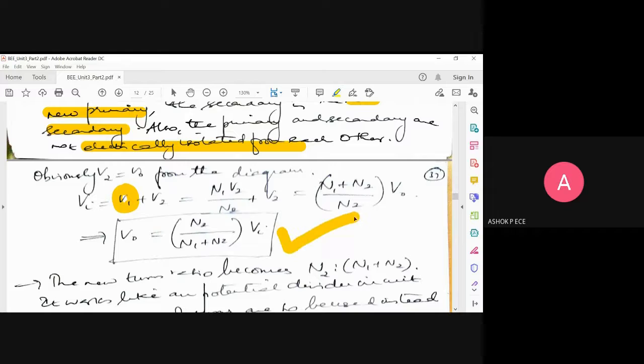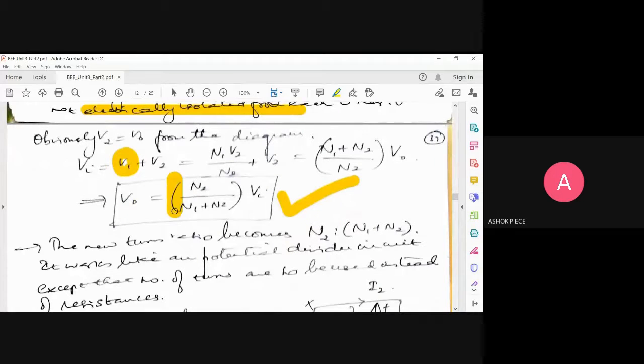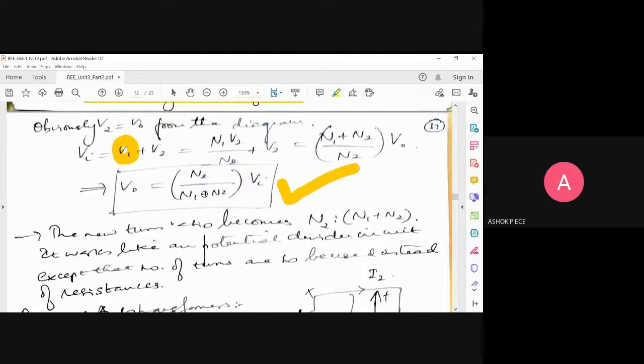So this becomes the relation between output and input of an auto transformer. We are relating the output voltage and input voltage, and you will be surprised to find that it depends only on the number of turns in the primary and the number of turns in the secondary. N2 is the number of turns in the secondary. N1 plus N2 is the total number of turns in the entire coil. So the turns ratio now becomes N2 is to N1 plus N2.